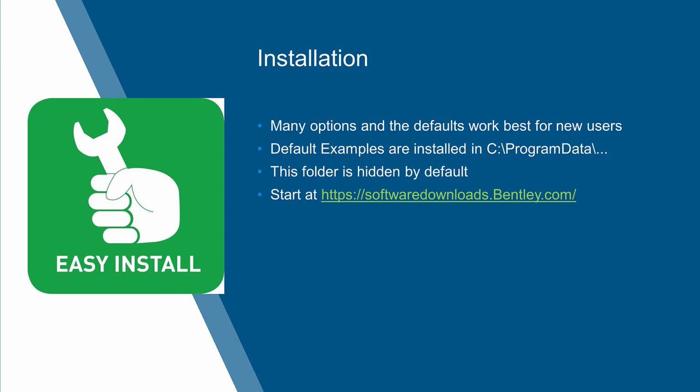I just like to remind you that we do install a lot of examples and user data, things that you can play with and look at and dissect in the C program data folder structure. Now we'll go into that folder structure in a little bit more detail in a second, but keep in mind that C program data is hidden by default and you'll need to unhide that. Really though, the place to get started is going to be softwaredownloads.bentley.com. And this is where you can actually get the software. So let's go there and take a look.